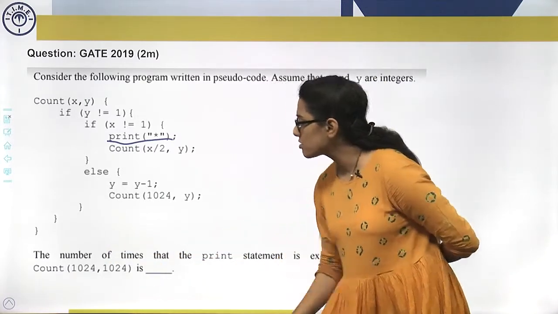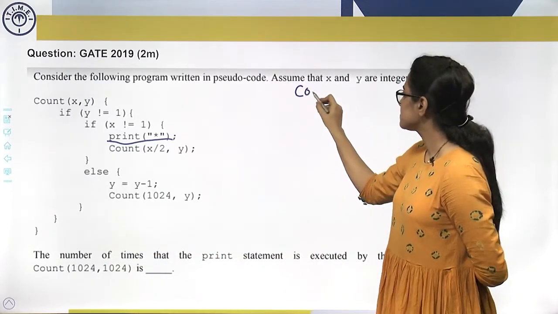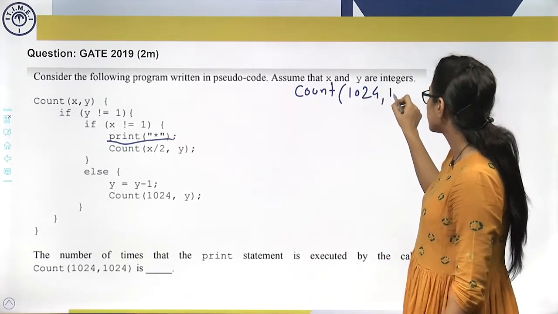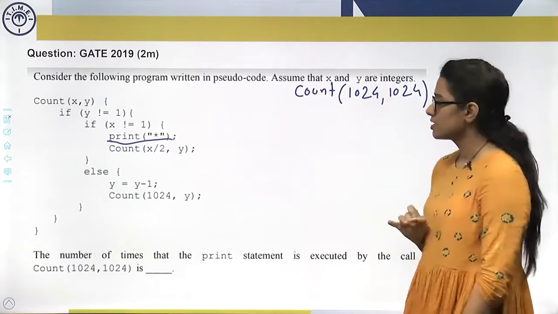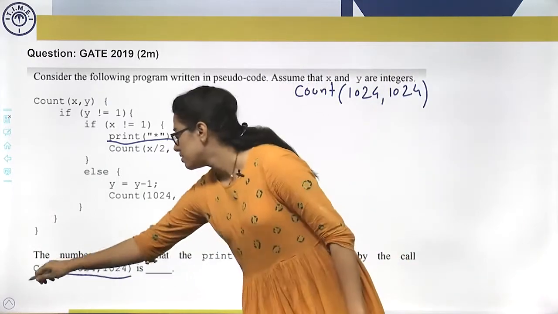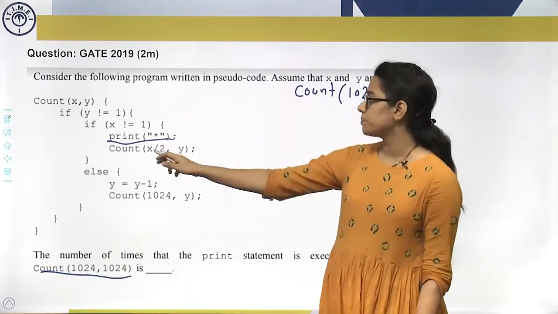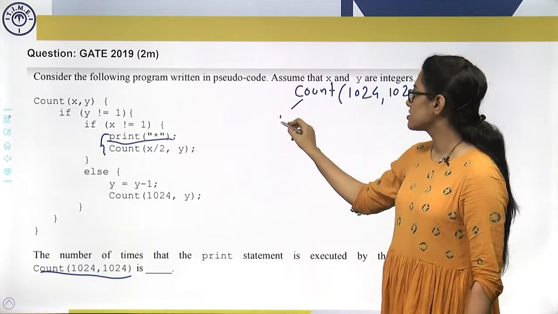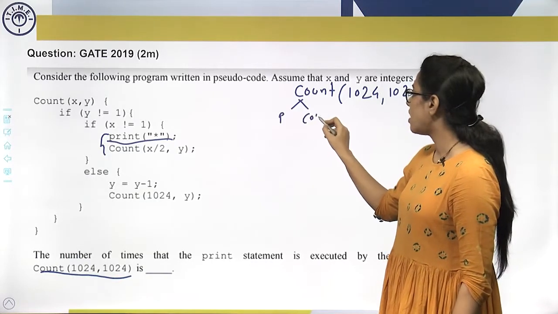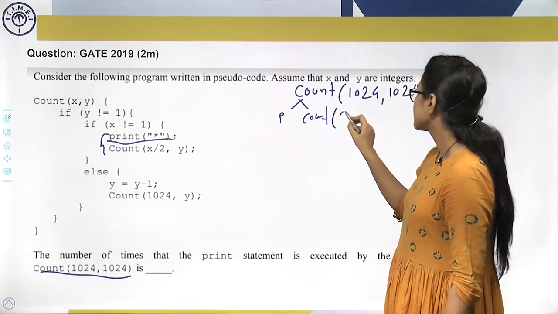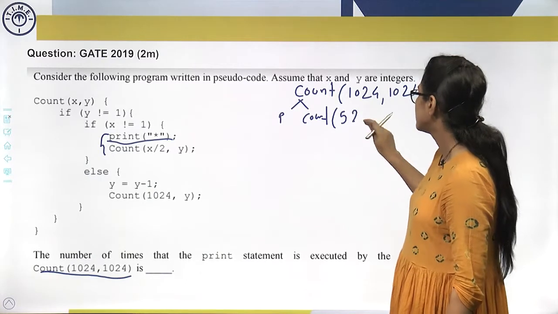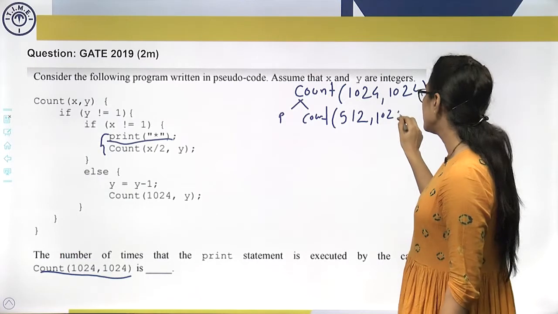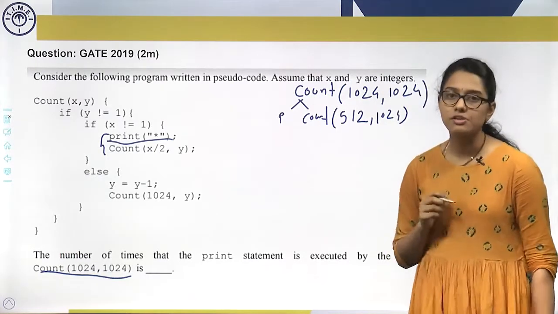Our first function call is for count(1024, 1024). Okay, this is the first call. And we are going to concentrate only on the print statement. So these 2 statements are important. First, print the star, and second, call the count function for 512, 1024. Here only the x value is getting changed, the y value is as it is.